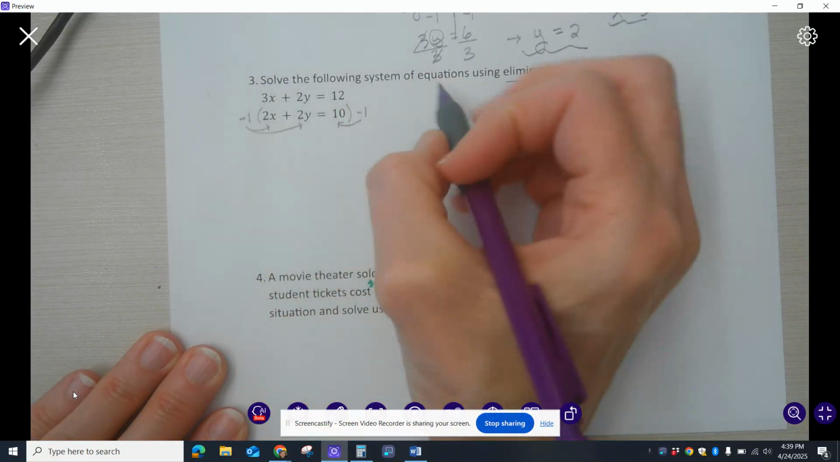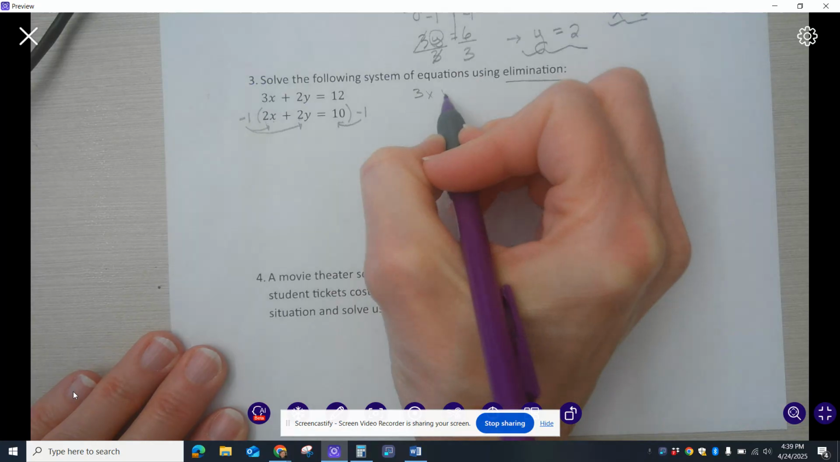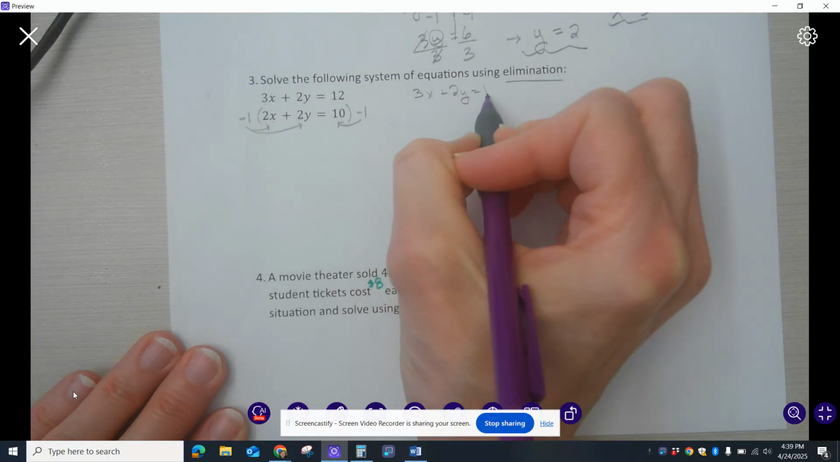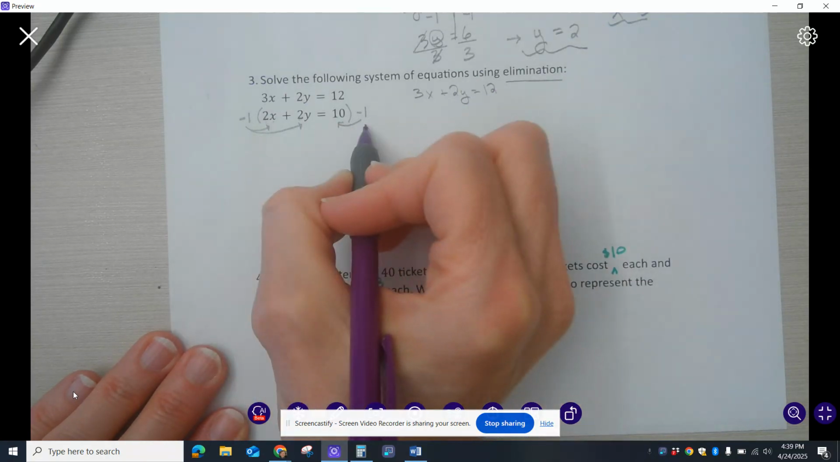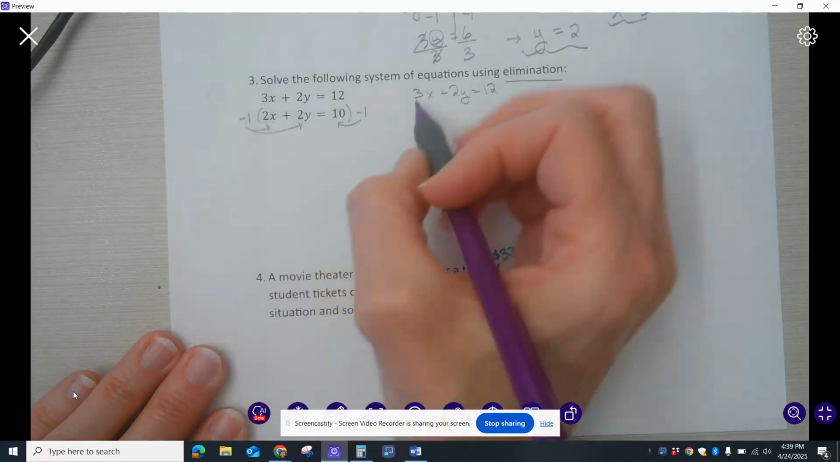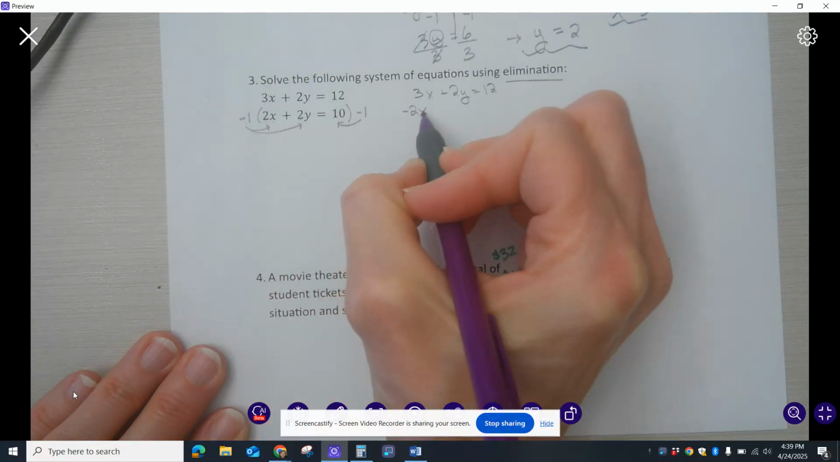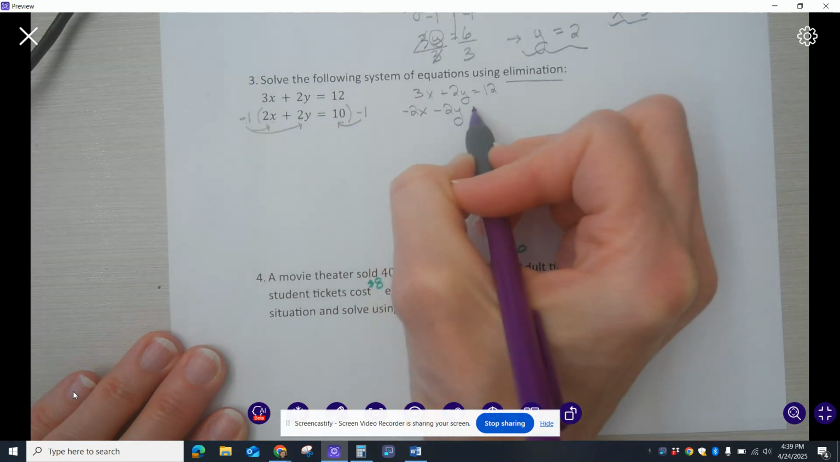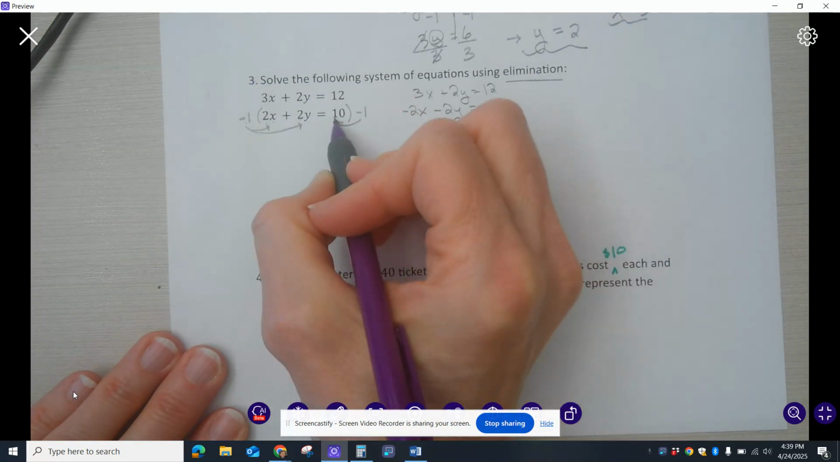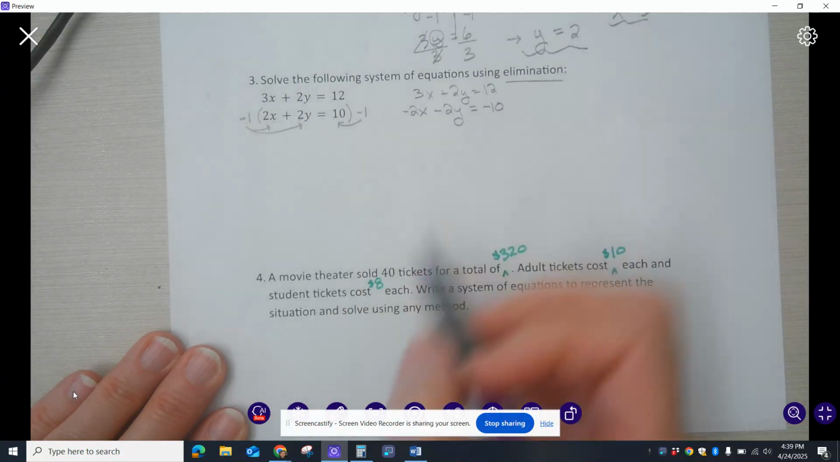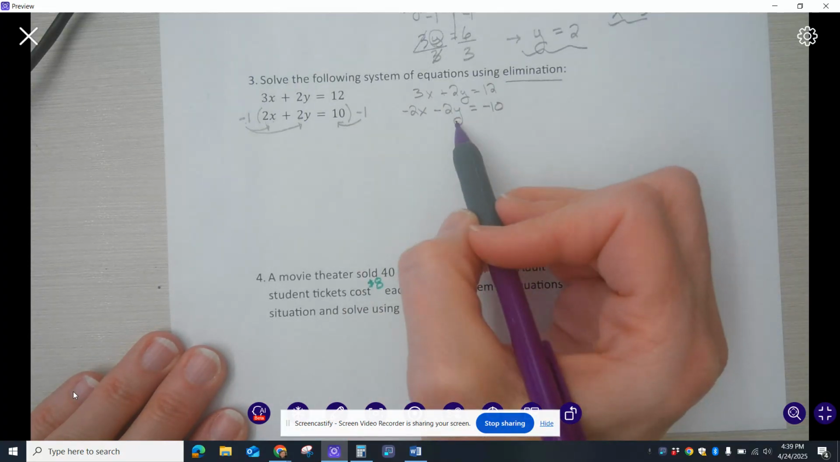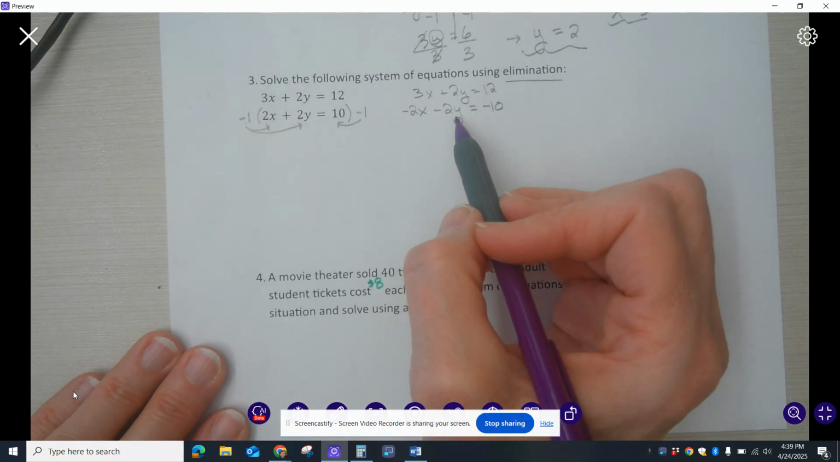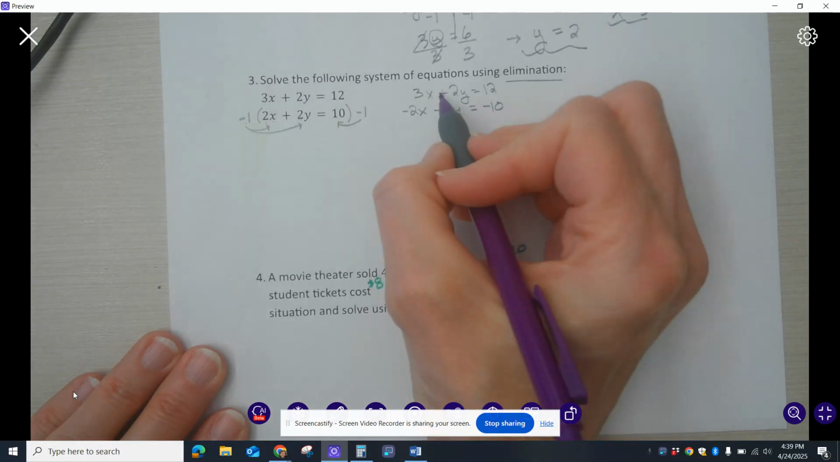So this top equation I'm just going to copy. I did not change that one at all. After I distribute, negative 1 times 2x will be negative 2x. Negative 1 times 2y will be negative 2y, equals 10 times negative 1 will be negative 10. Now you can see right here I have opposites. Now this is a green light problem.